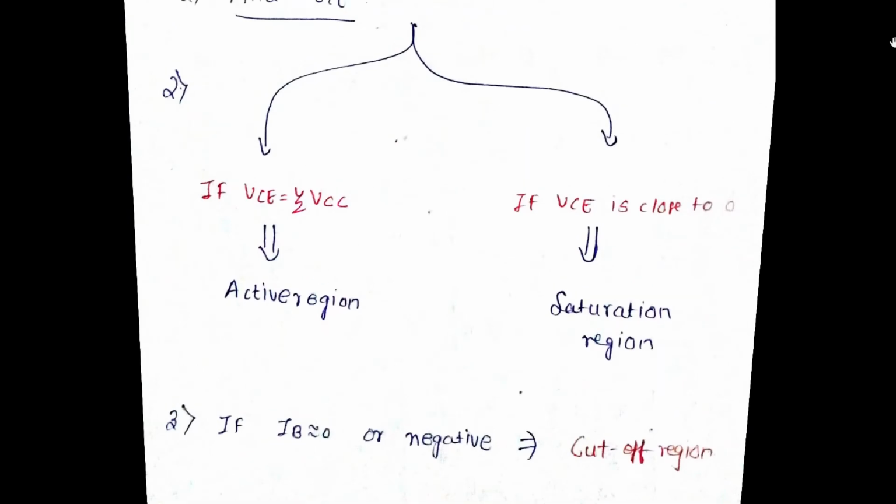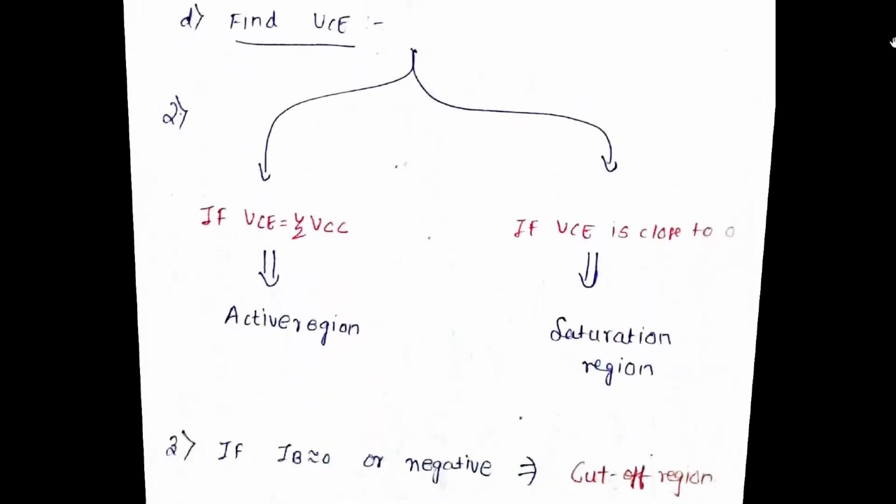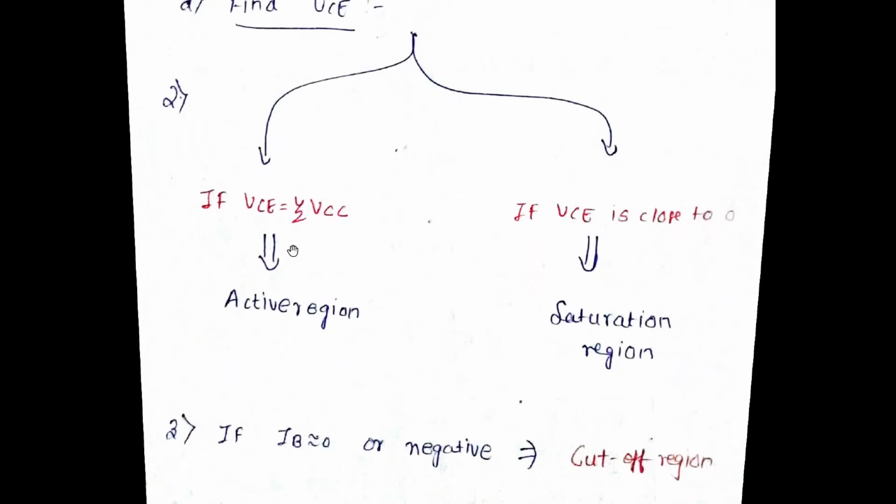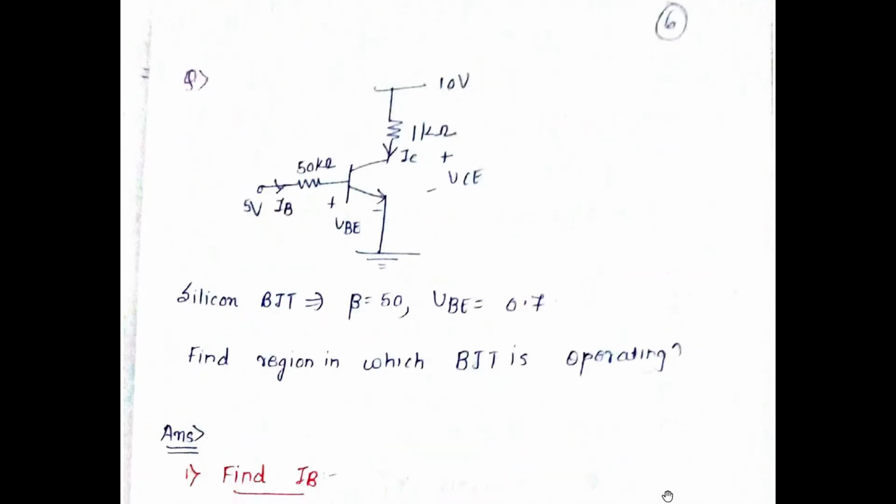This is just an assumption and we are trying to find out the value of VC. The VC can be equal to half times your VCC, which can be the active region, but it can be saturation or cutoff region also. So let's see what happens in this question.